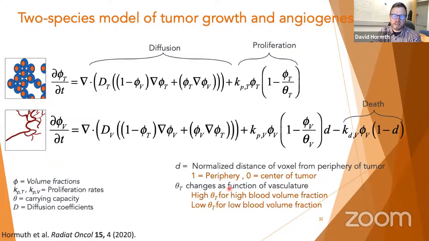The other thing I wanted to point out is that our carrying capacity for the tumor is going to change as a function of the vasculature. Areas that have a high blood volume fraction are going to support more tumor cells, and areas of low blood volume fraction are going to support fewer tumor cells, so we have a lower carrying capacity.